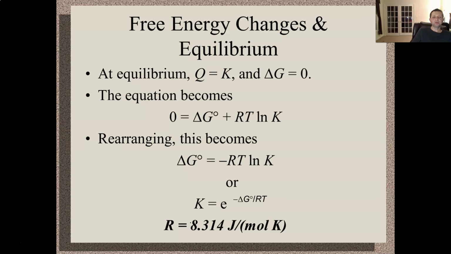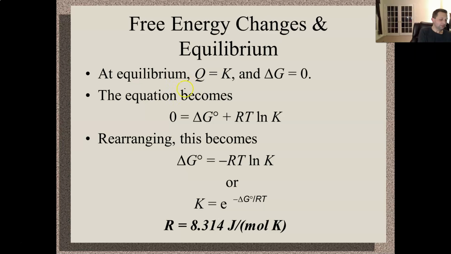So at equilibrium, Q is equal to K. We know that from our equilibrium unit, and we know from just the last lesson that at equilibrium, delta G is equal to 0. So what I want to do here is show you how Gibbs free energy is related to an equilibrium constant and how you can use one to find the other. All right, that's all we're talking about here.